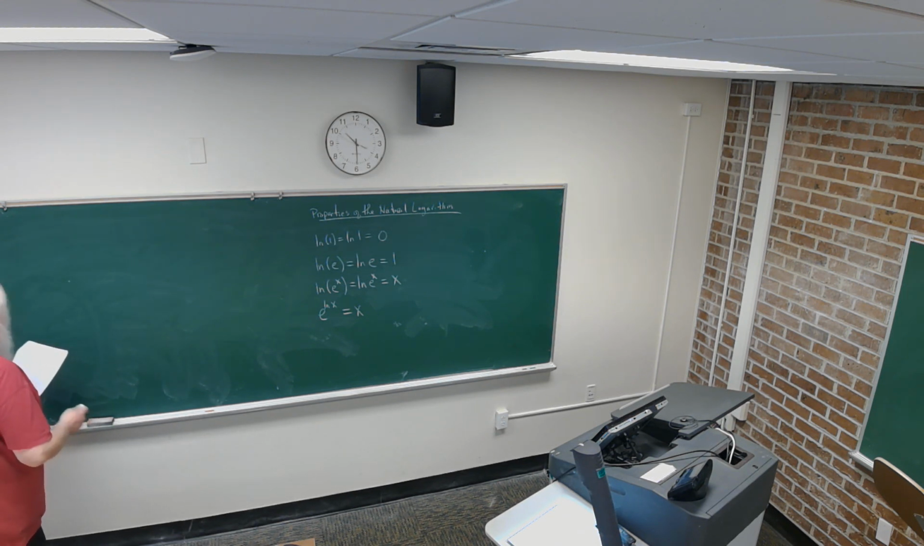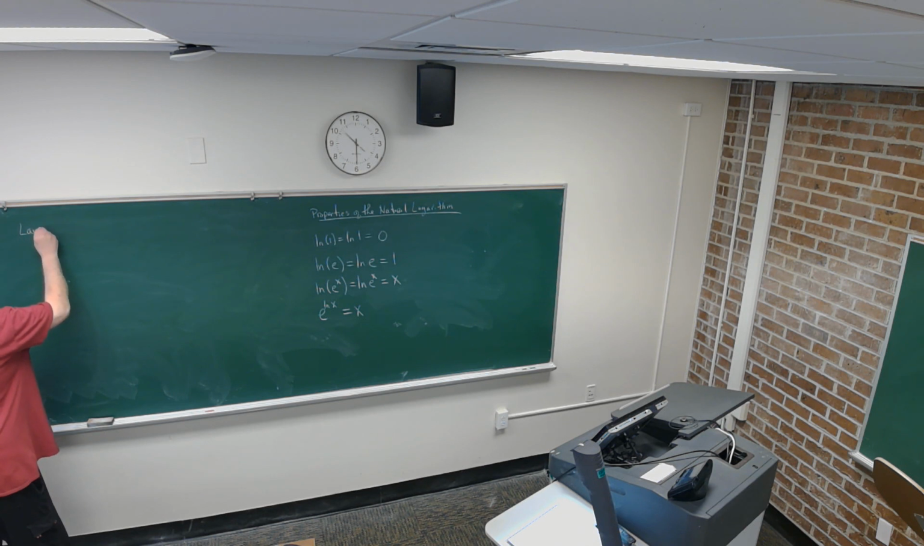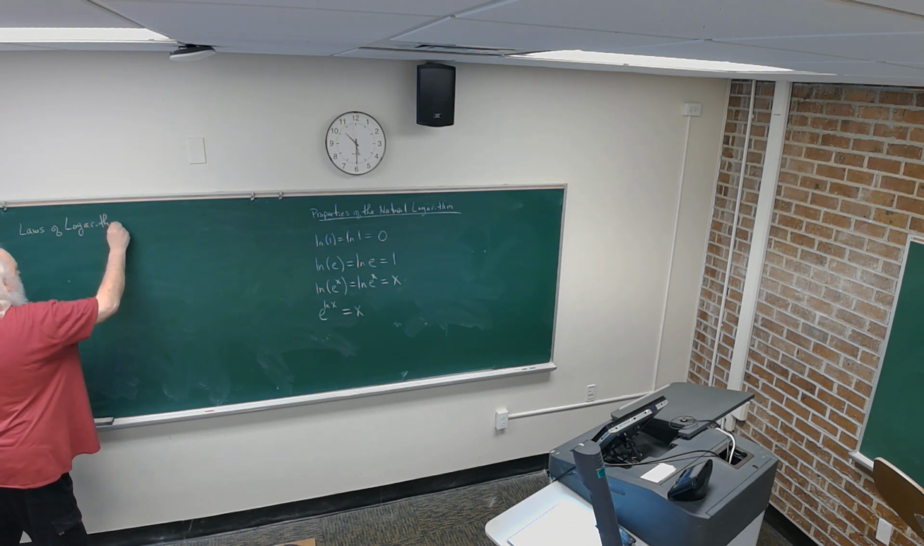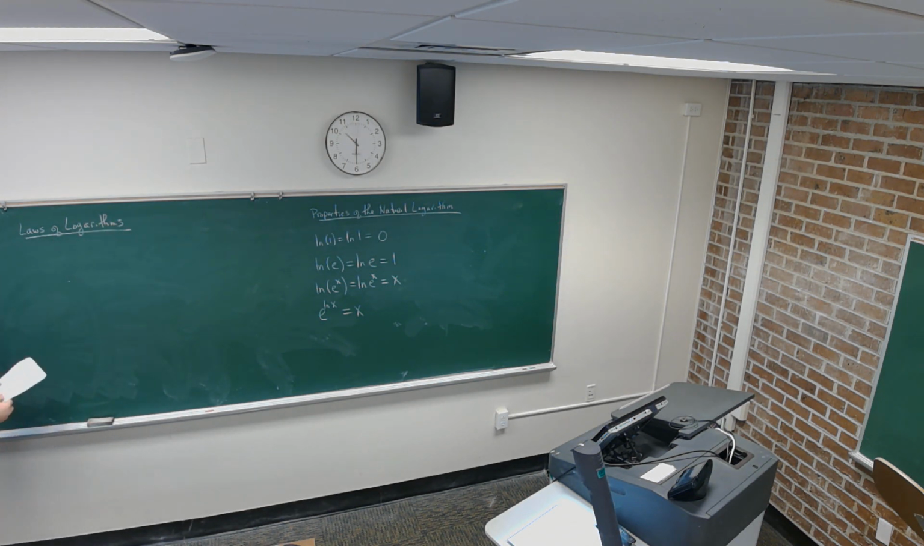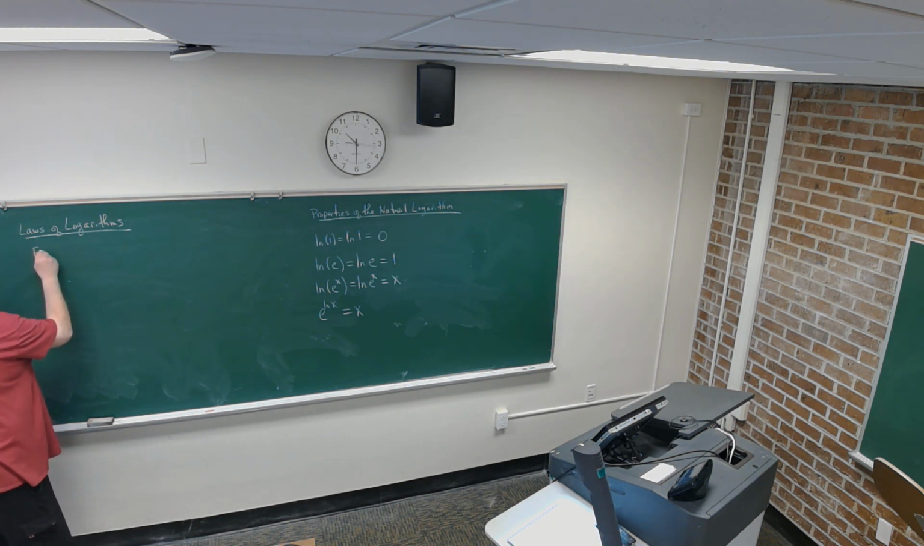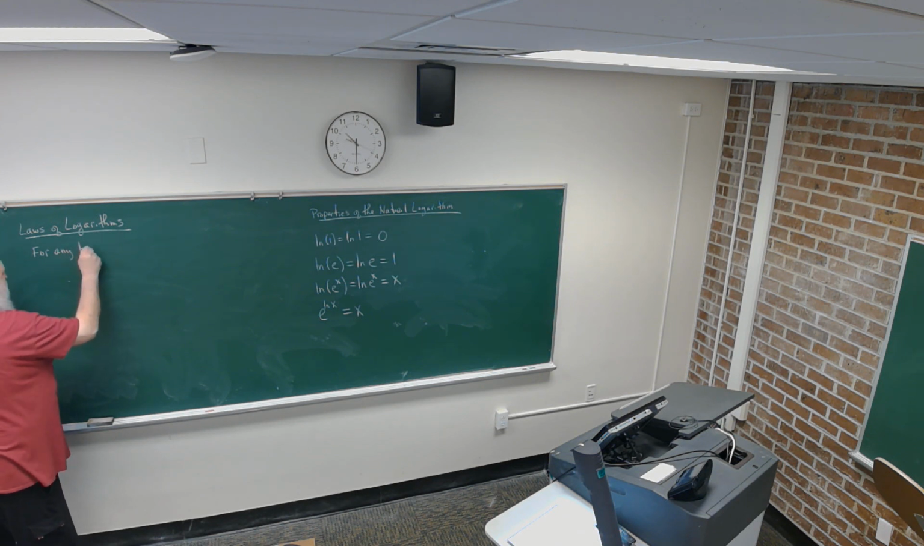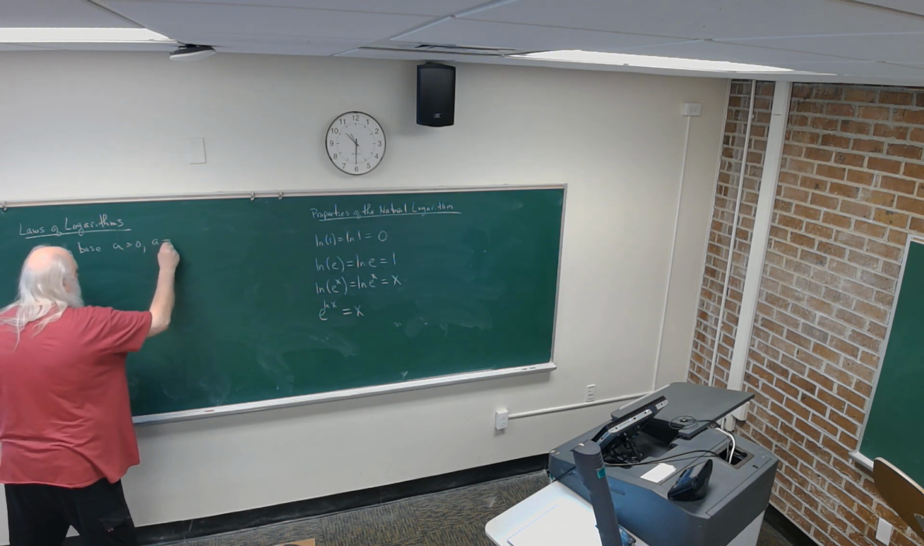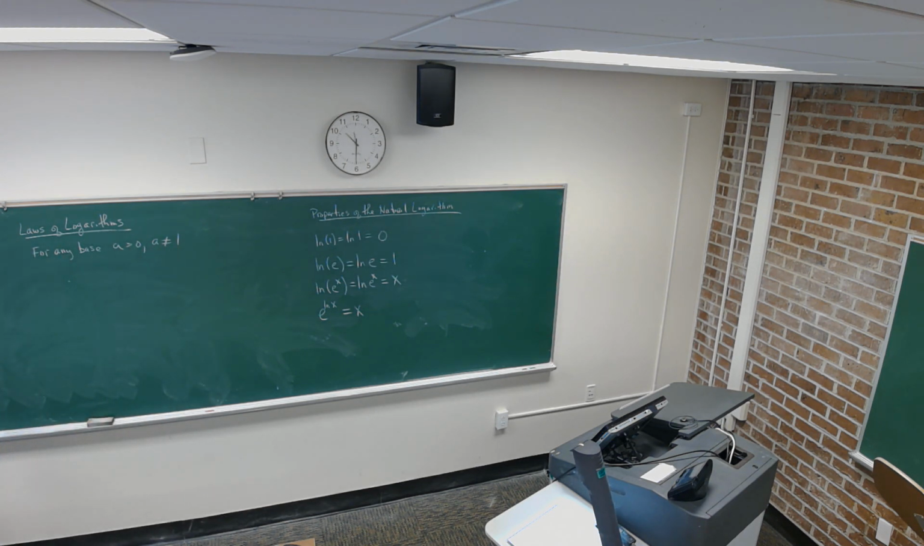Okay. All right, let's talk about laws of logarithms. And you know how there are laws of exponents that we reviewed back in section 5.1? There were like 6 of them. There are laws of logarithms, but there are only 3. So these apply for any base a greater than 0 and not equal to 1. Remember, the base has to be a positive number not equal to 1.